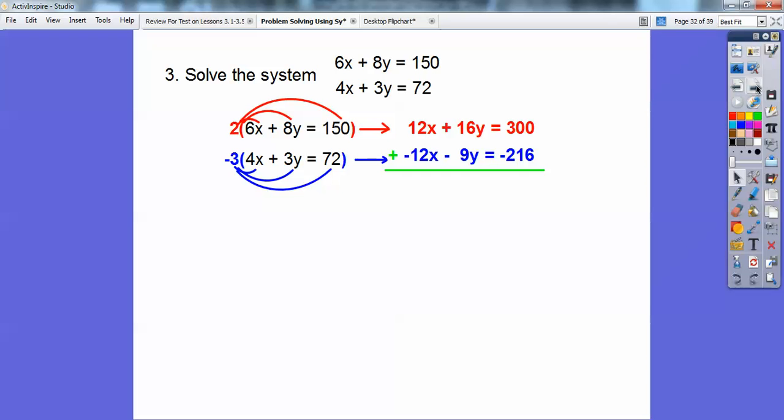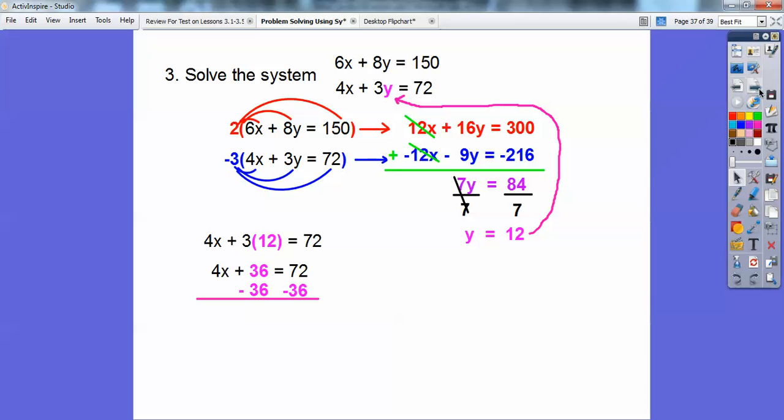Okay, so let's add those together, and we get 7y equals 84. 7 times 12 equals 84. So now we're going to substitute 12 back into this equation right there. So 4x plus 3 times 12. 3 times 12 is 36. So we'll take away 36 on both sides, and we get 72 minus 36 is 36. And 4 goes into 36 9 times. Okay, so in this equation, we'll have 9 ants in the beginning and 12 spiders in the beginning.